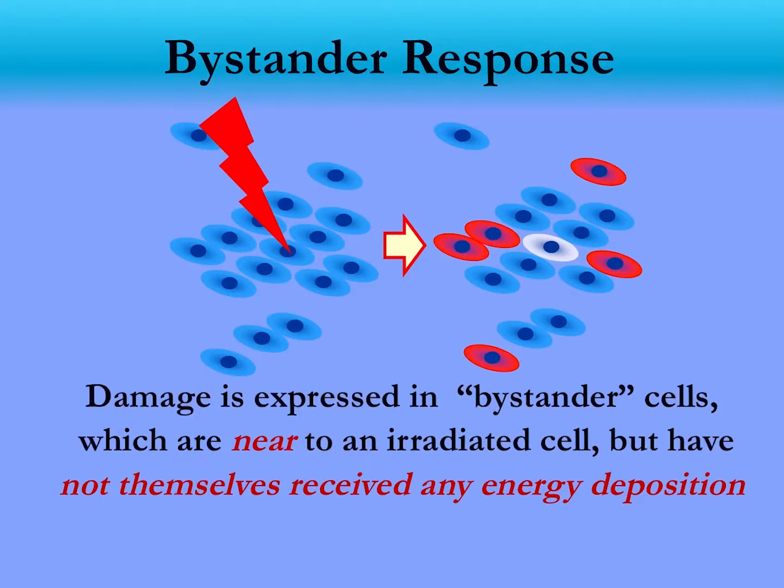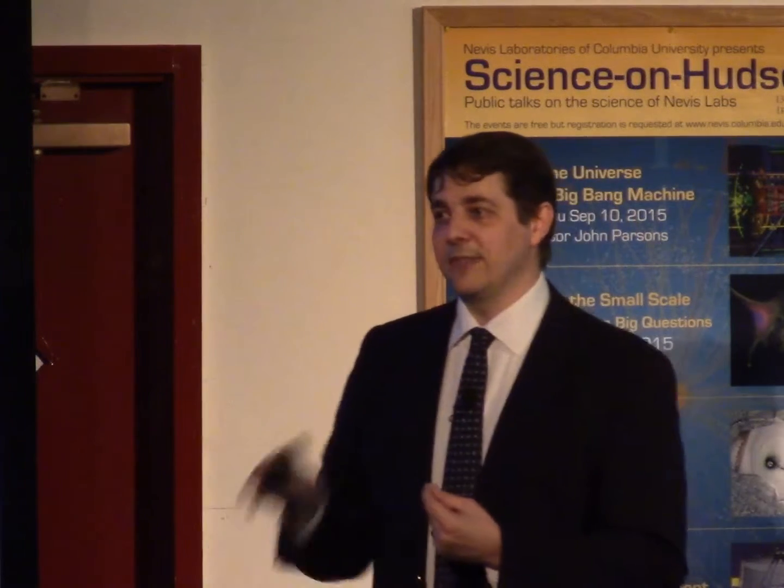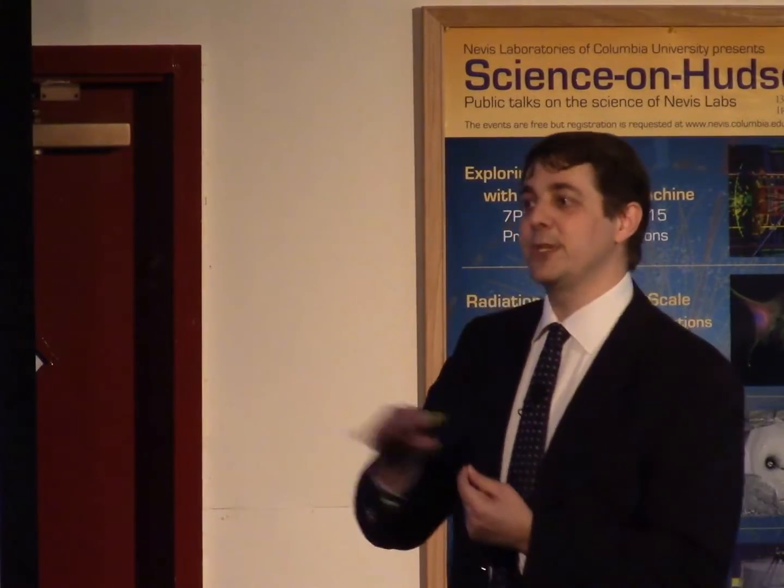Somebody has a heart attack and 5 people fall down with heart attack symptoms. It's called the bystander response. Again, it's a response that we're seeing near to an irradiated cell, but in cells that were not irradiated themselves. They have no energy deposition, but they're responding as if they got irradiated. The cells are talking to each other.